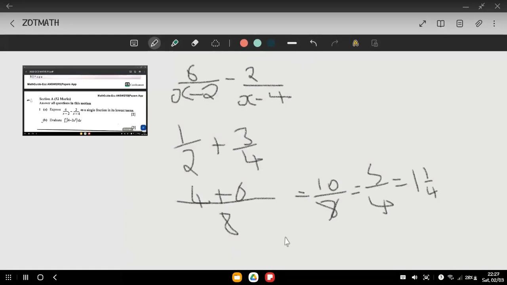So the method of finding this is exactly like this, but the only difference is they have added variables here. Are you getting the point?